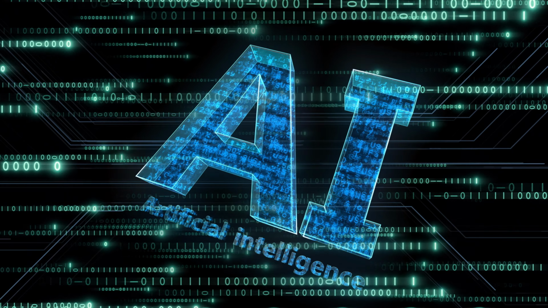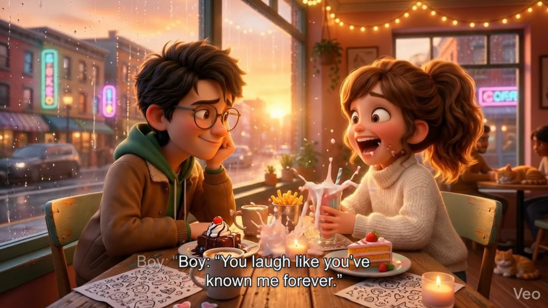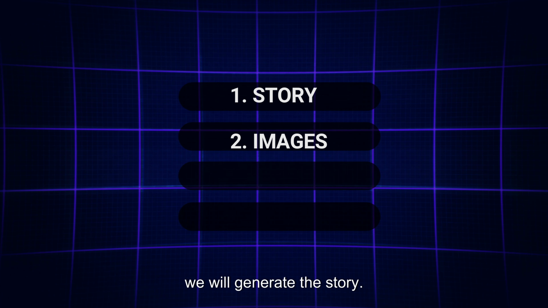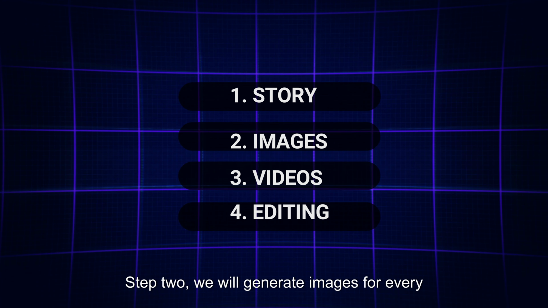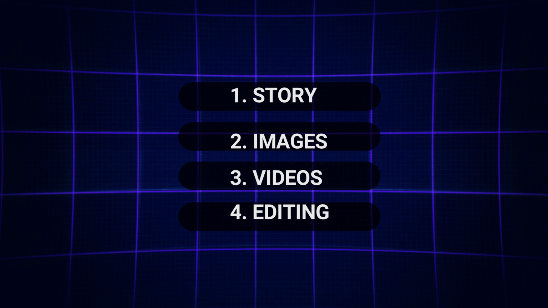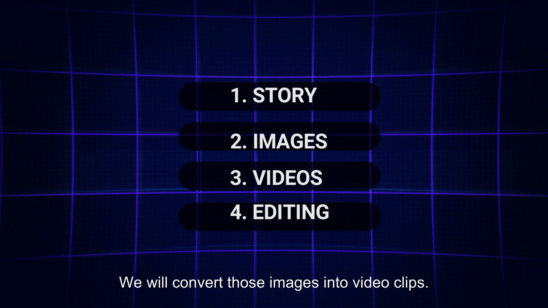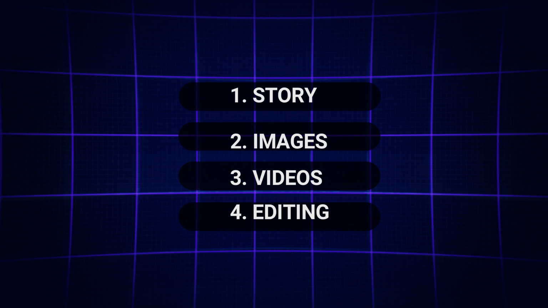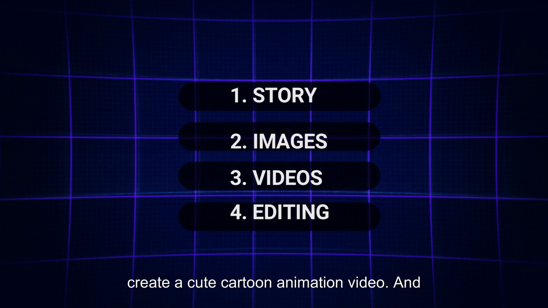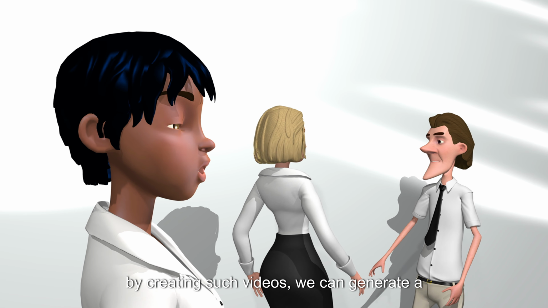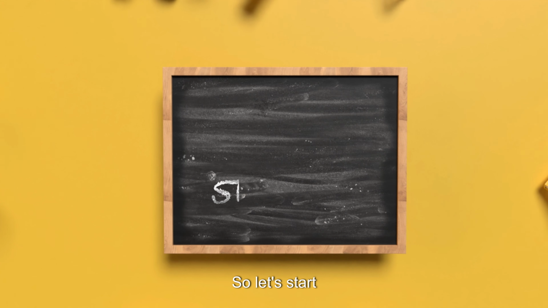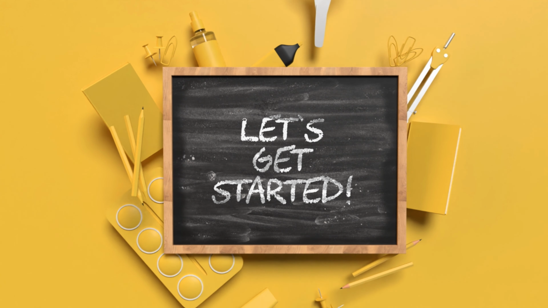For more AI related information. So, to create videos like this, we will follow 4 simple steps. Step 1, we will generate the story. Step 2, we will generate images for every scene of the story. Step 3, we will convert those images into video clips. Step 4, we will edit all the clips together and create a cute cartoon animation video. And by creating such videos, we can generate a good income. So let's start and see how to make them.